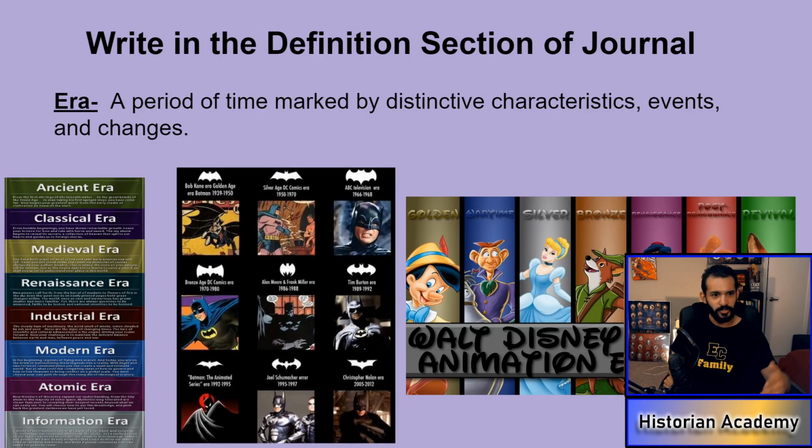The definition of era. Era: a period of time marked by distinctive characteristic events and changes. That's the official definition right there, but not the definition I want you to write in your journal. What I want you to write in your journal right now, in your definition section, is your definition of era. Because that's the definition you wrote that you understand.